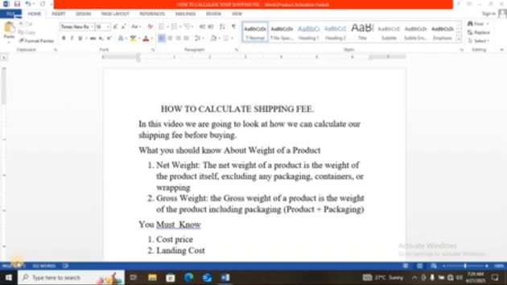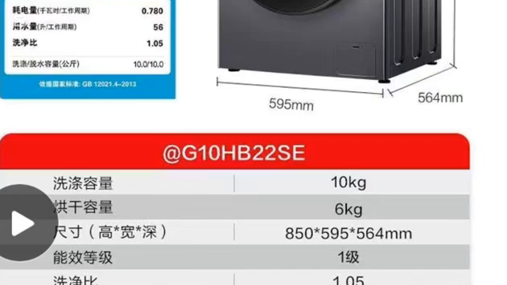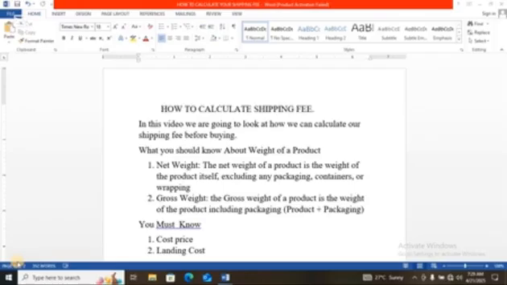So let's dive right in. What you should know about the weight of a product. Before you buy any product on 1688, you must know the weight of the product. Yes, how do you know the weight of the product? Some suppliers will show you the weight of their product in the product description.